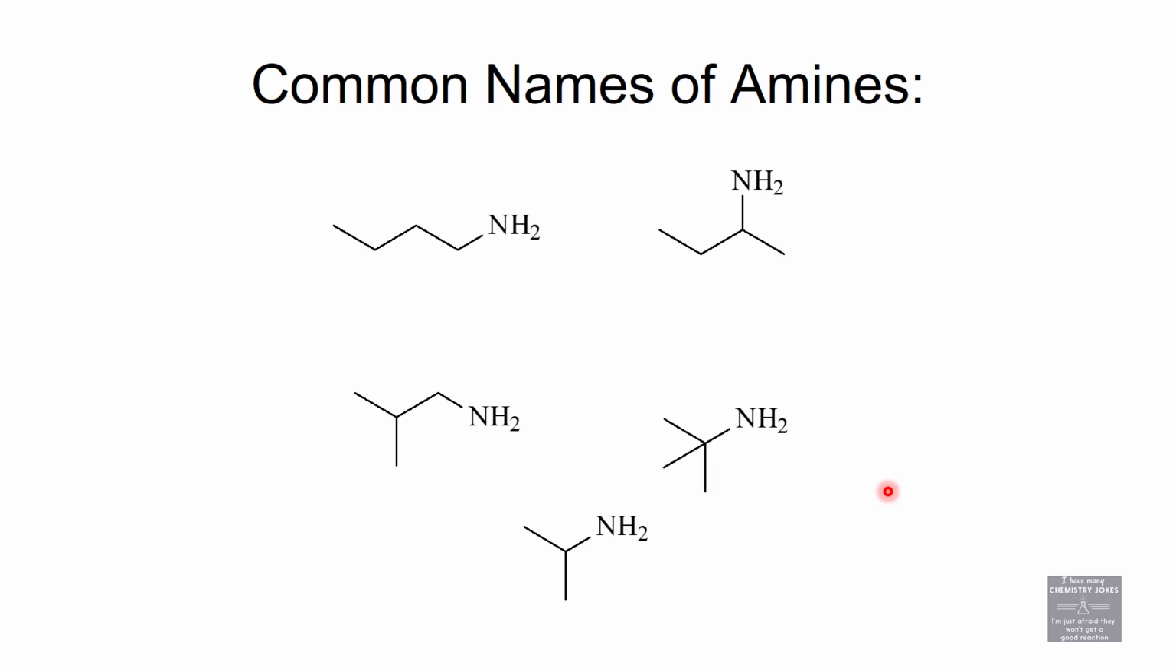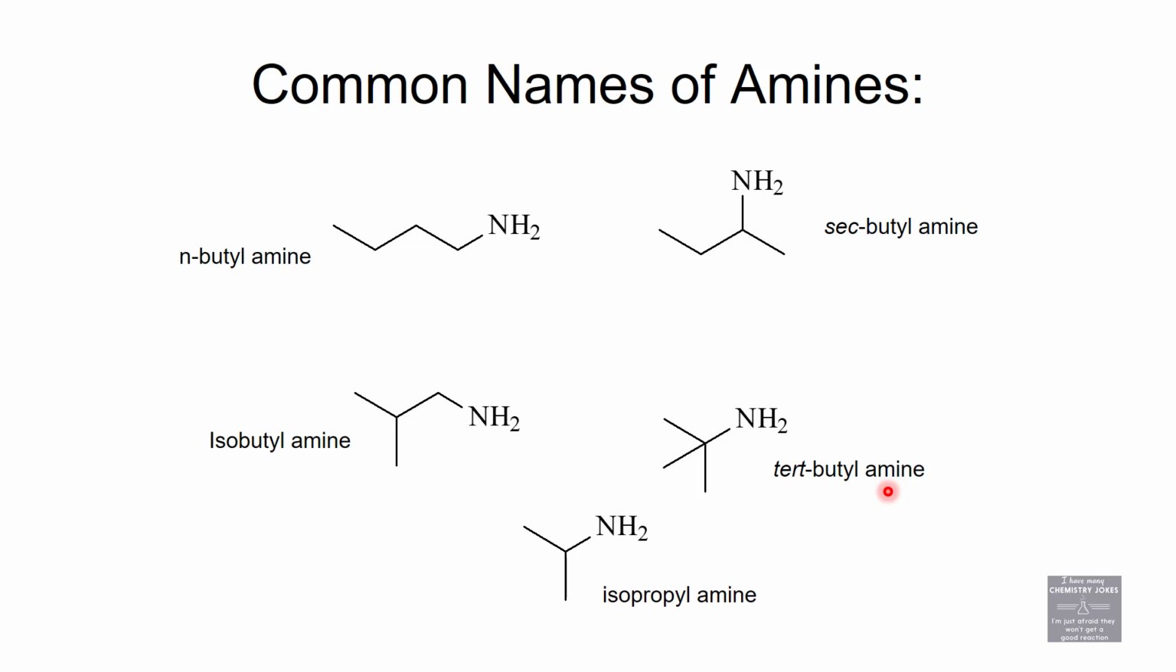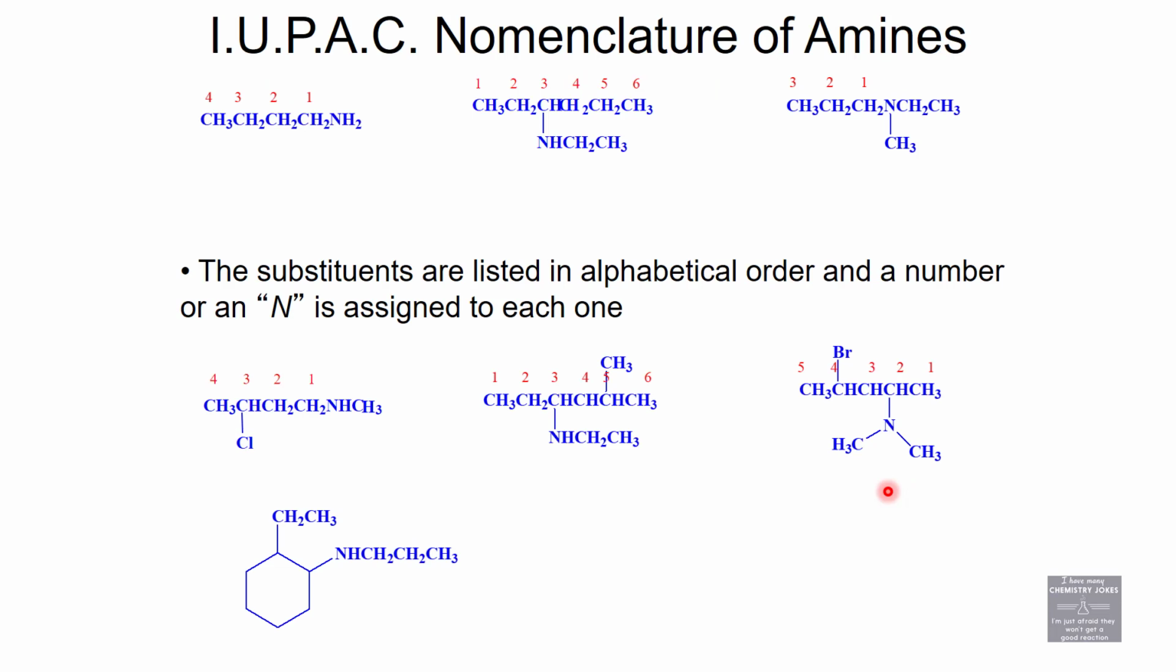Moving on to amines. Amines are also reasonably high priority functional groups, according to that chart that I provided earlier. These are amines that need a common name, and they're in the same order that the alcohols were presented. Instead of calling them n-butyl alcohol, let's call it n-butylamine, sec-butylamine, isobutylamine, tert-butylamine, and isopropylamine. Yeah, amines. Common naming.